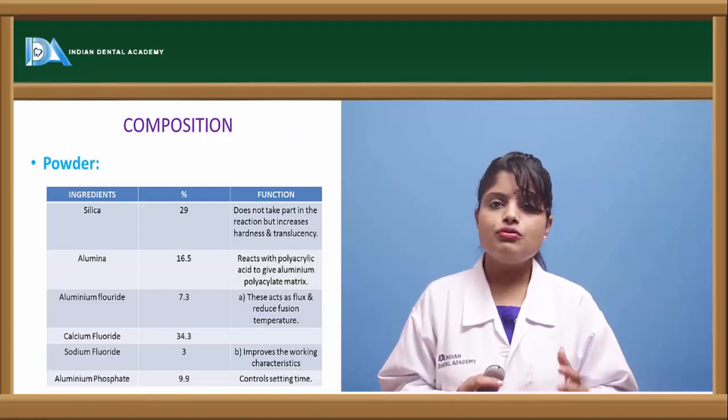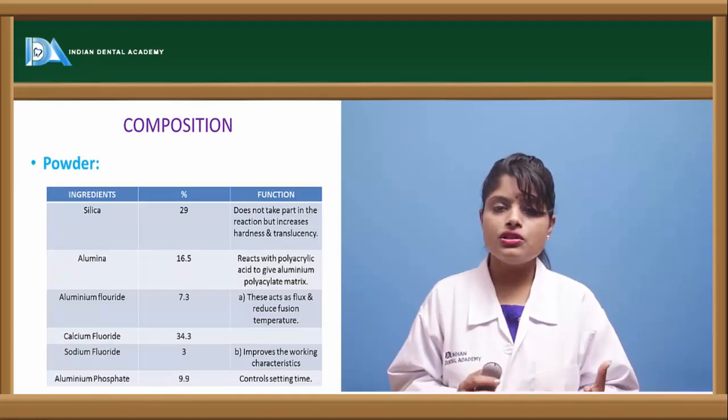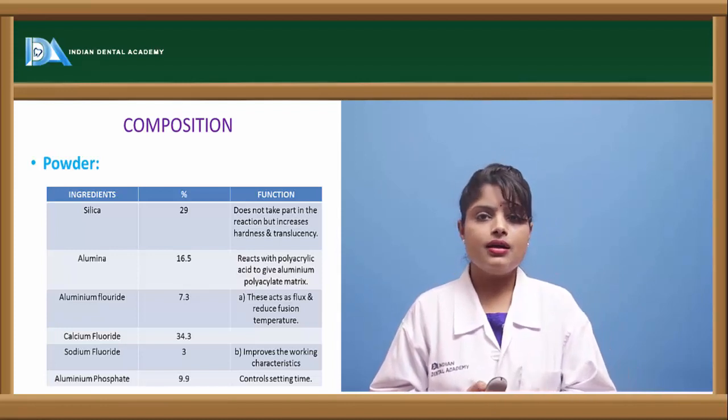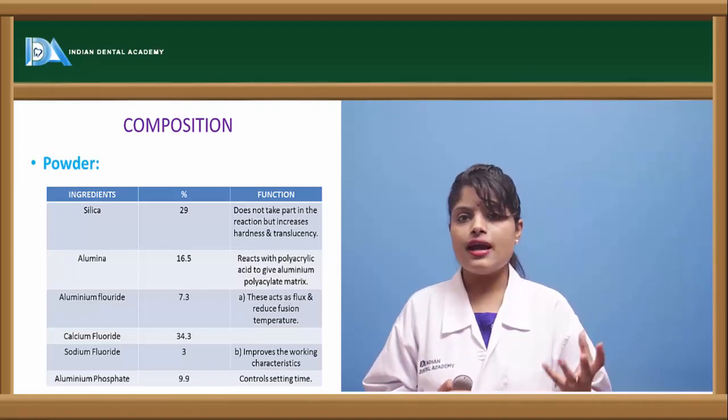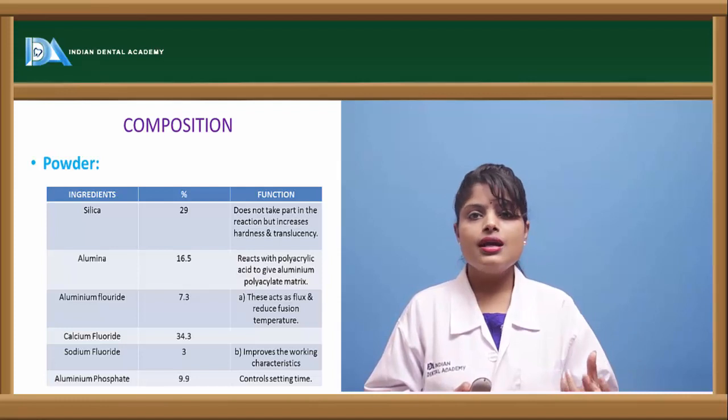Then, coming to the classification based on the composition of glass ionomer cement. Glass ionomer cement is usually available in the form of a powder and a liquid.